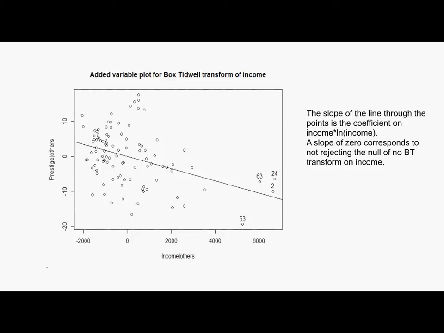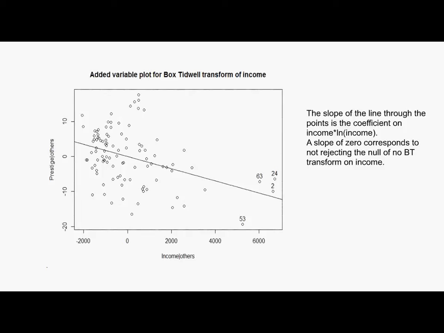This plot links up to the BT test. The slope of the line through the points is the coefficient on income times log income. A slope of 0 corresponds to not rejecting the null of no BT transform on income. You see there are a few points of high leverage to the right of the plot. If you imagine the plot without these few points, would the line be horizontal, i.e. is the reason the slope is not 0 due to a few unusual points?